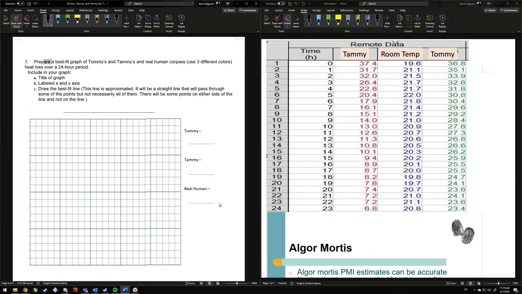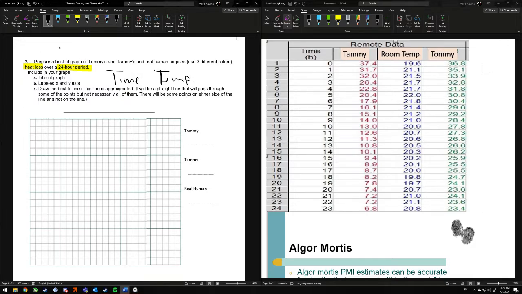So this is the main area where you can really start to get confused. So it says right here, prepare a best fit graph of Tommy's and Tammy and the real human corpse's heat loss over a 24-hour period. So we're dealing with two things right here. We're dealing with heat loss and we're dealing with time. So those two things, I'm going to write them down. Time and temperature. I'm just going to leave it as temp, okay?